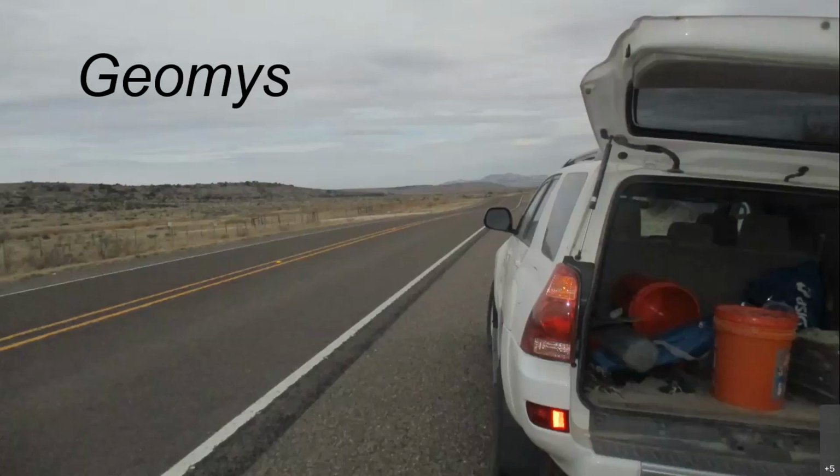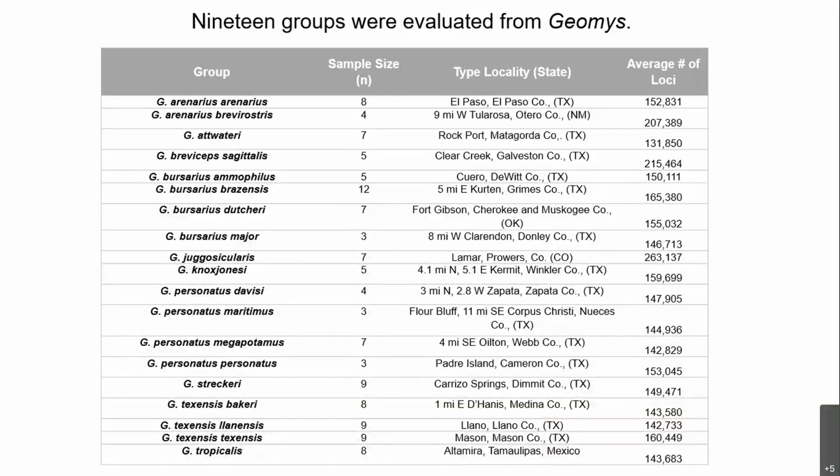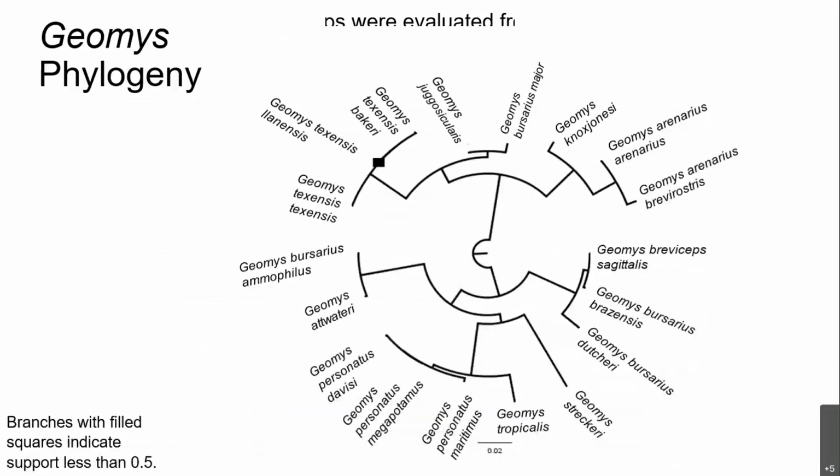Let's switch gears into Geomes, another pocket gopher genus that's in Texas. This was our largest data set, so I'm just going to run through a small portion of it in the interest of time. So 19 groups were evaluated from Geomes. Again, you don't have to read through all that. Sample sizes and average number of loci generated for each group are on this table. Just hopping right into the Geomes phylogeny. Again, filled squares indicate support values less than 0.5.